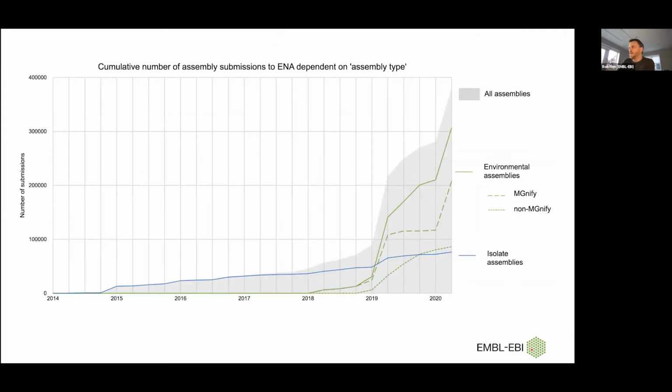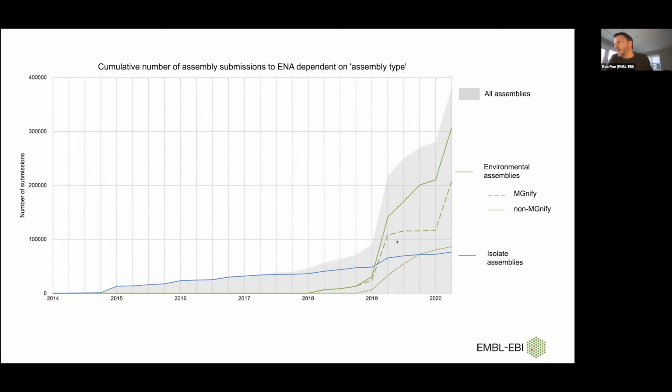So here in this slide is just the growth of metagenomics data over time, particularly assembly data. Along the x-axis is years, along the y-axis is the number of submissions into ENA. The blue line at the bottom reflects traditional isolate sequencing and assembly. And what you can see is the green line represents metagenomic and metagenomic assembly. The solid line represents the totality, whereas MGnify is the large dashed line here.